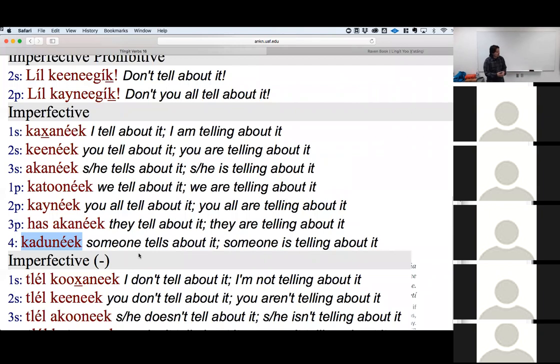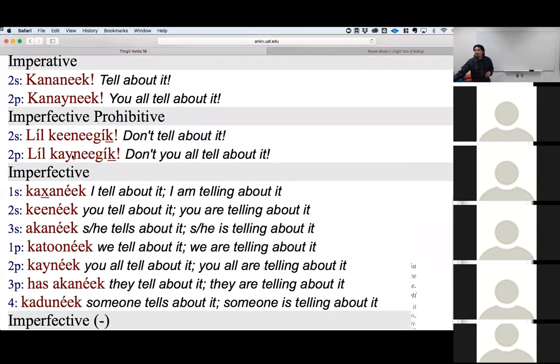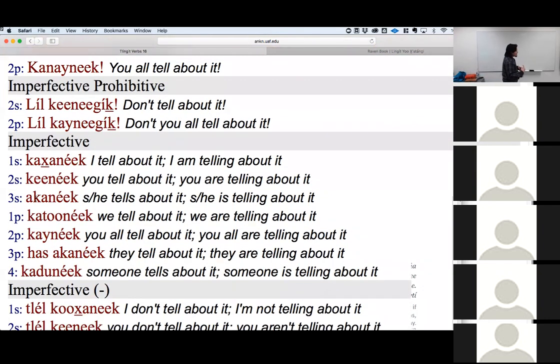Right? Yeawe Kadunik. Wearable art show, right? People are talking about what happened at the wearable art show. So the other thing is, this one has an object, and usually the object is just it. But if this changes, it's the same verb, but the meaning is a little bit different. Like if I said, chetkanik. Chetkanik would mean she or he is tattling on me. They're telling about what I did. And it's usually like the tattletale, right? You know, like I was naughty probably, and then I'm being tattled on.